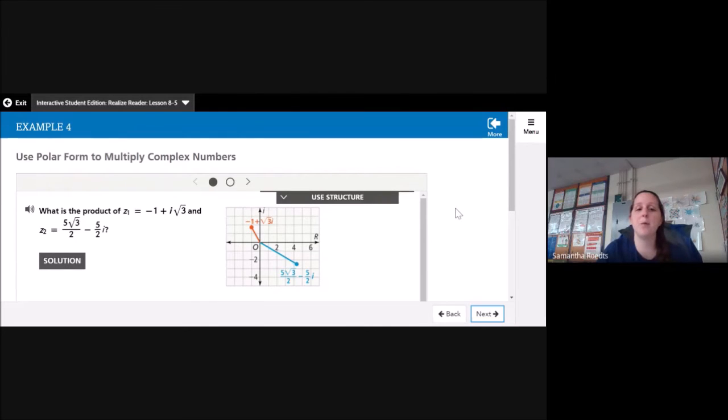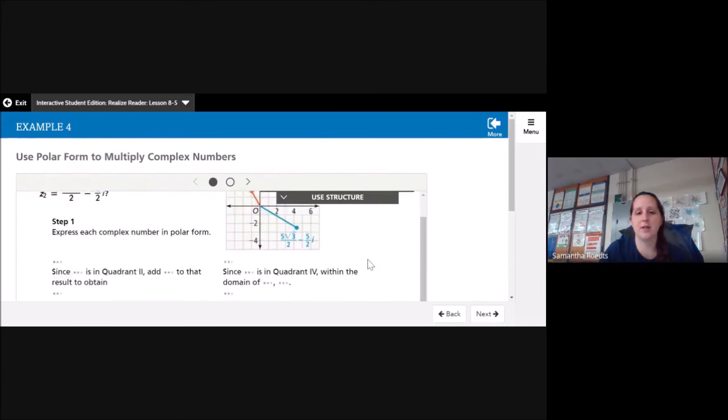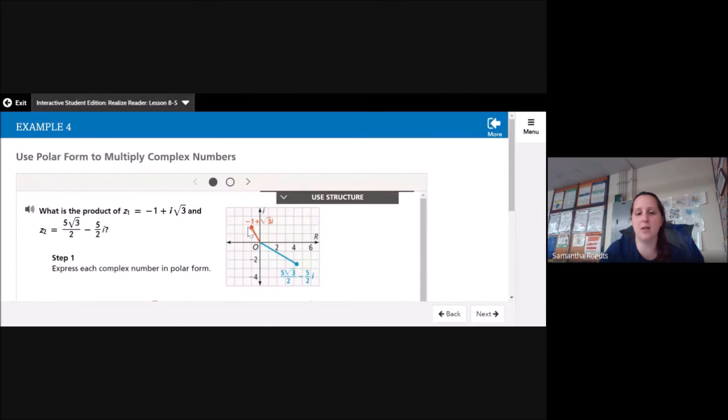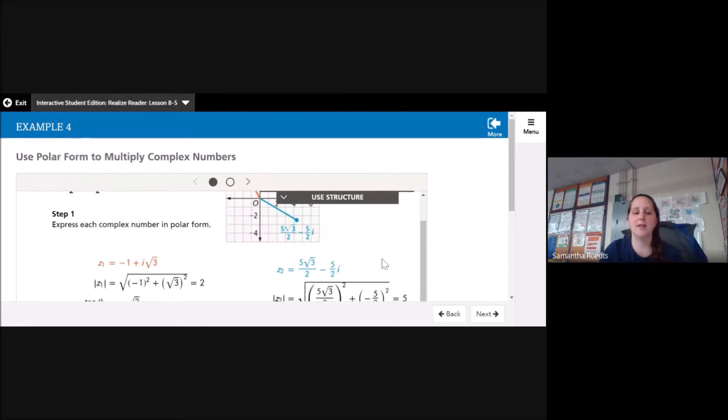Example 4. What is the product of z sub 1 equals negative 1 plus i square root of 3 and z sub 2 equals 5 square root of 3 over 2 minus 5 halves i? Okay, so here is negative 1 plus square root of 3 i, and here is 5 square root of 3 over 2 minus 5 halves i. Express each complex number in polar form.